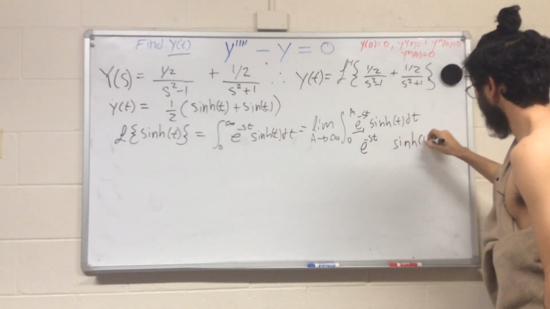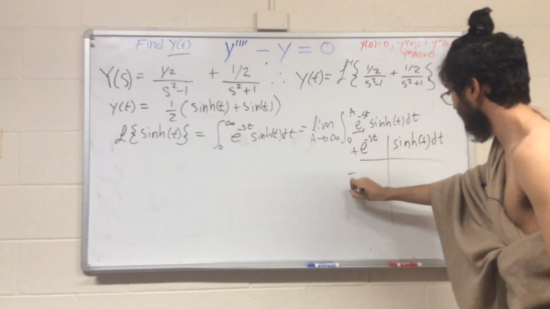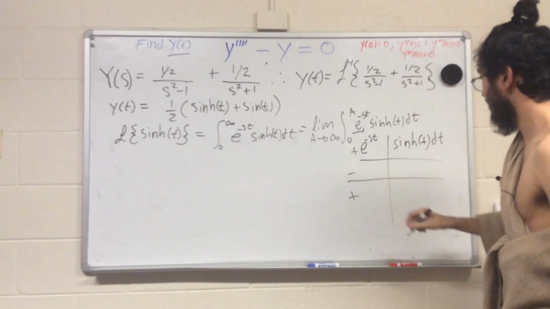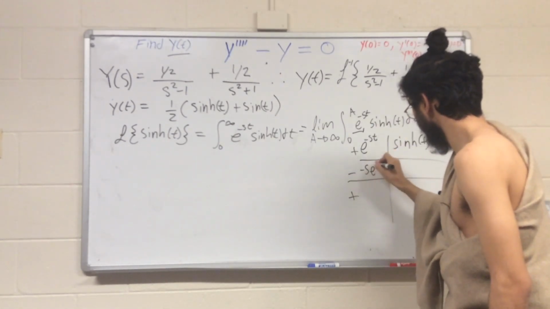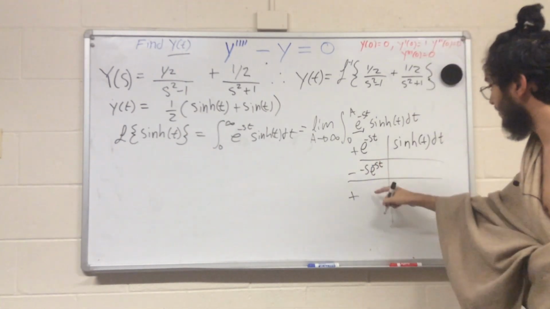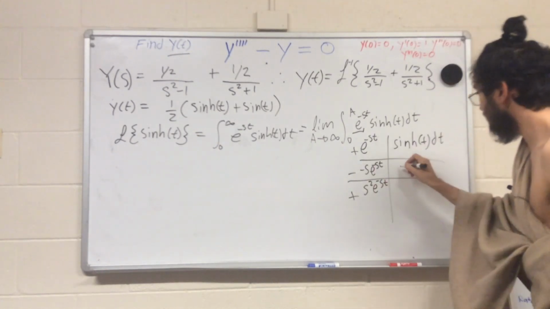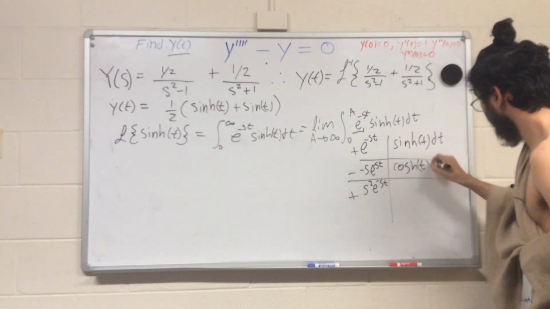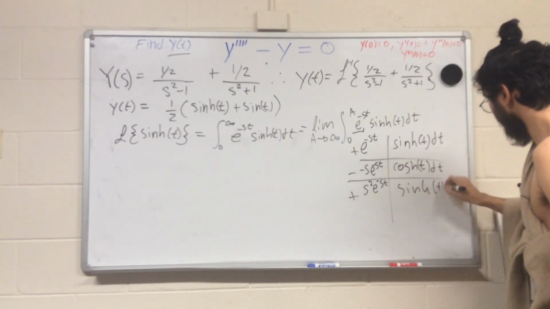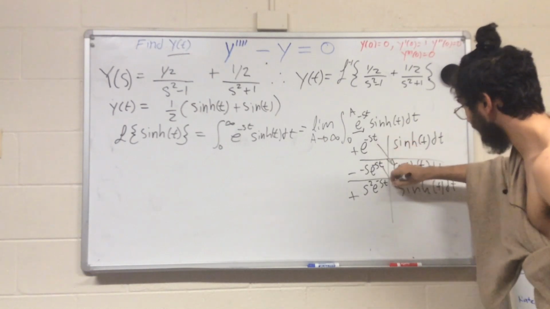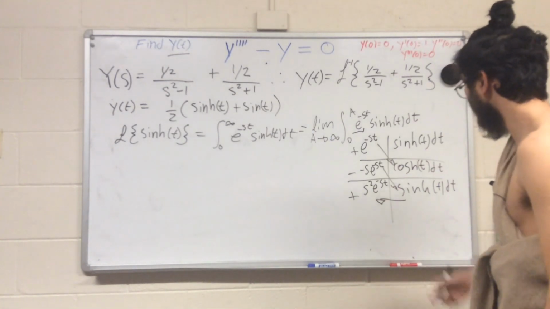So we have sinh over here. We do a table. This is positive, the next one is negative, and the next one is positive, and so on. The derivative of e to the minus st with respect to t is minus s e to the minus st. Then we differentiate that again, we get s squared e to the minus st. Now the integral of sinh is cosh of t dt, and the integral of cosh is sinh of t. So now we cross multiply over here, and then we multiply sinh by s squared e to the minus st and integrate it.